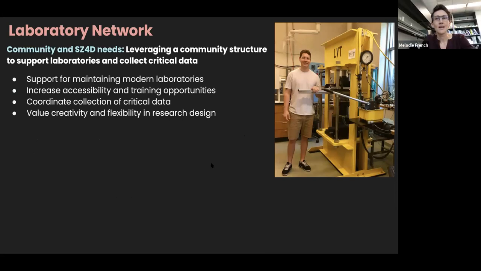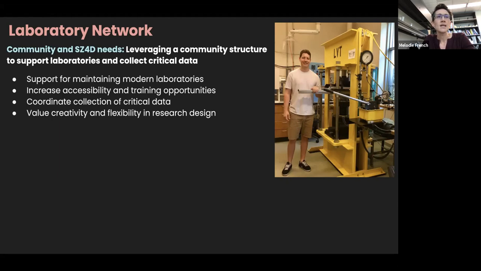Thanks, Daniel. The third community plan is for a laboratory network that we have outlined based on experimental rock deformation and physics community needs and the anticipated SZ4D program needs. Over the past decade, the experimental community has outlined their needs in reports from the Advancing Experimental Rock Deformation Research Workshop and the Experimental Studies and Subduction Zone Science Workshop. Both expressed a need for resources to support the physical and human infrastructure of our laboratories to help keep them modern and safe, including for technical support.